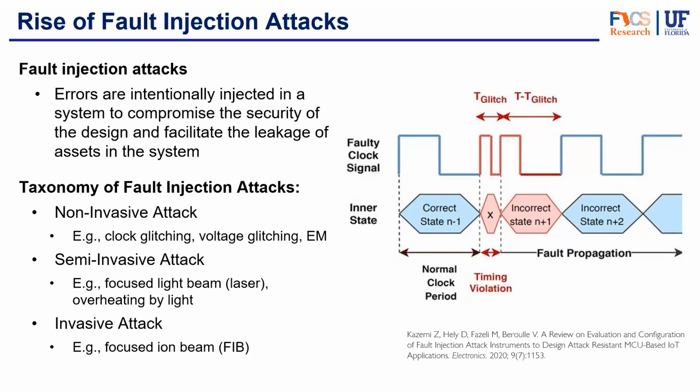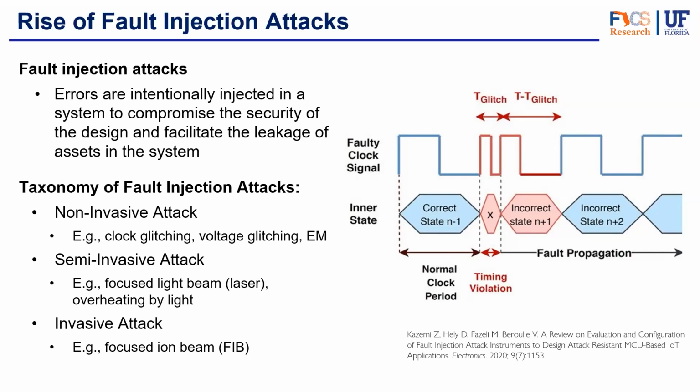So what are fault injection attacks? We intentionally inject a fault into the system that facilitates the leakage of assets in the system or bypasses the security mechanism. There are different ways of performing these attacks. We categorize them into three classes. One of them is non-invasive attacks, such as clock glitching, voltage glitching, or EM exposure. We have semi-invasive attacks, such as focused light beams and overheating, and we have invasive attacks.